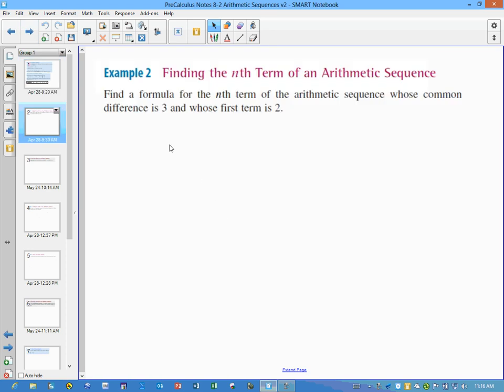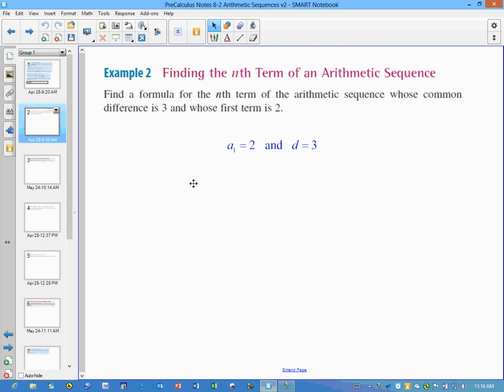So here, we want to find the formula for the nth term of the arithmetic sequence, which is the general term, and they tell us that the common difference is 3, and the first term is 2. So right away, that tells us that a sub 1 is 2, a sub 1 being the first term, and d is 3, being the common difference.